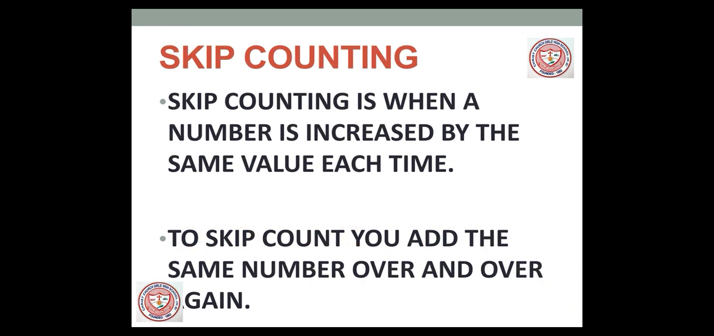Skip counting is when a number is increased by the same value each time. In skip count, you add the same number over and over again. It is nothing more than just counting by skipping numbers. Skip counting is just hopping, skipping, and jumping over numbers. It helps us to count faster.